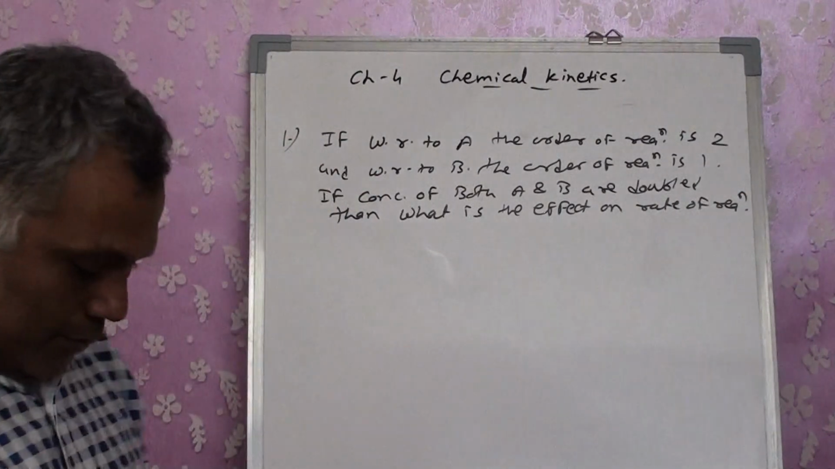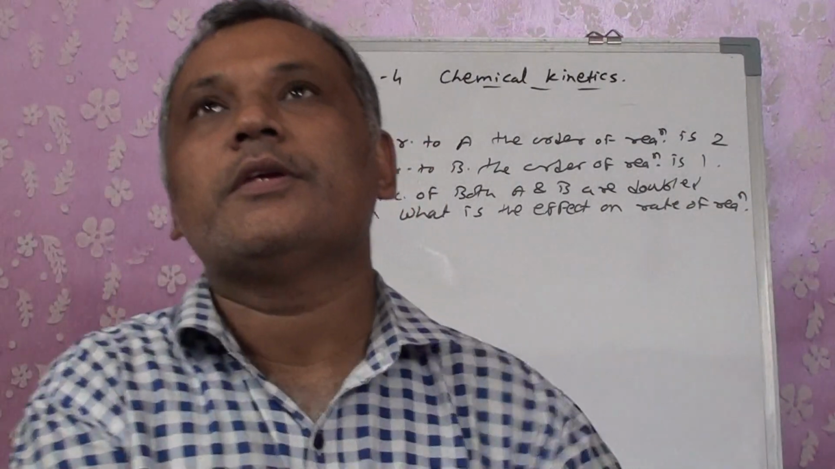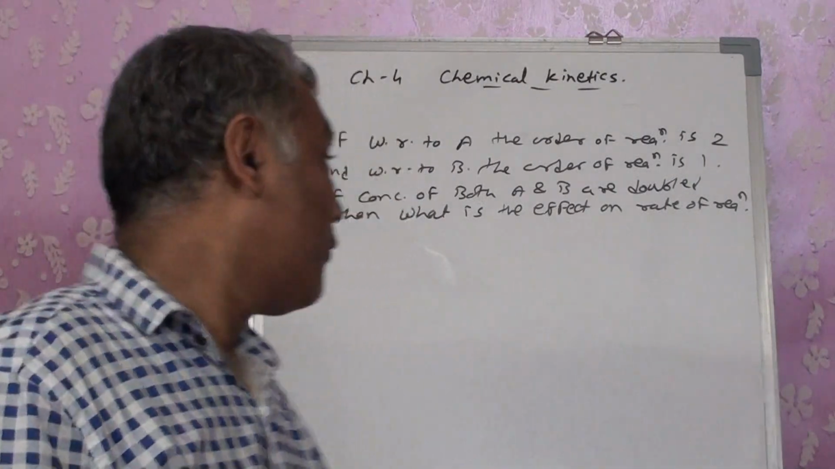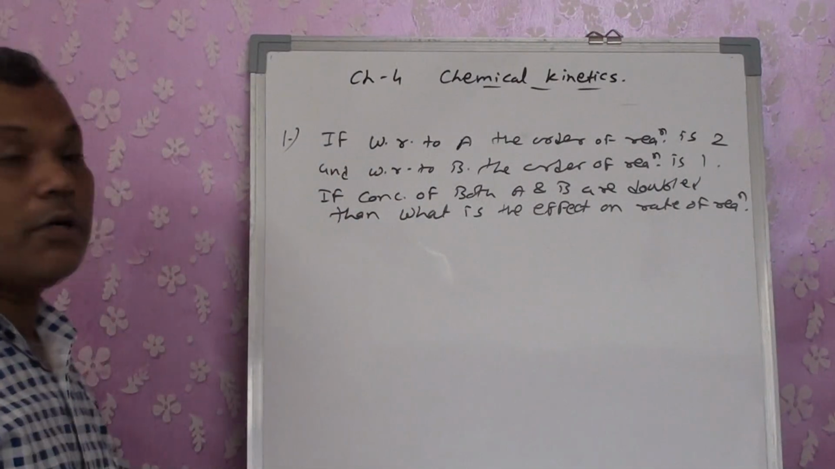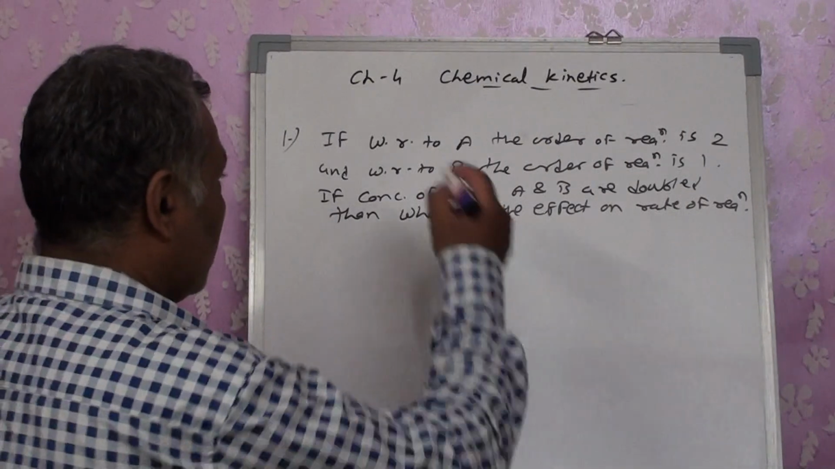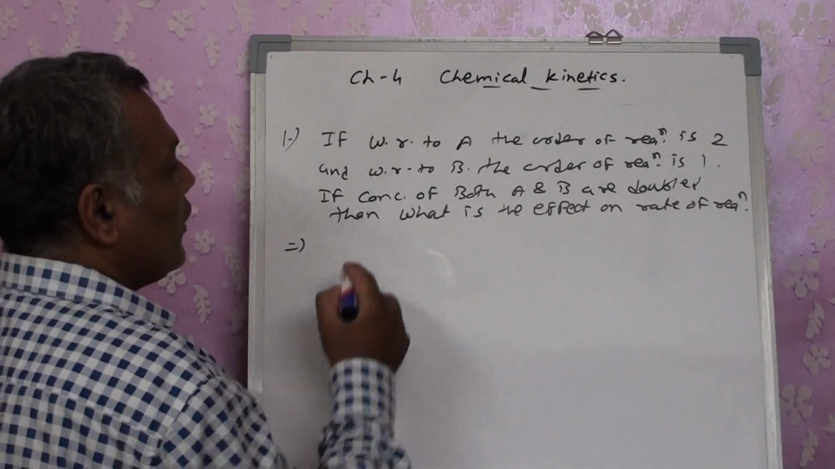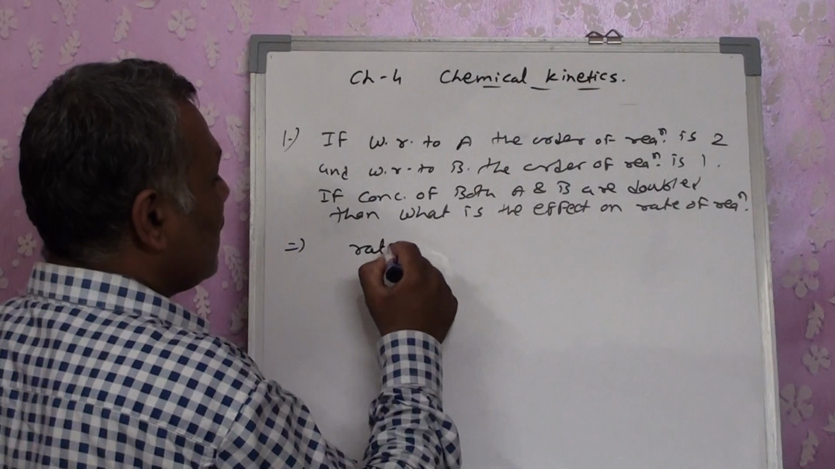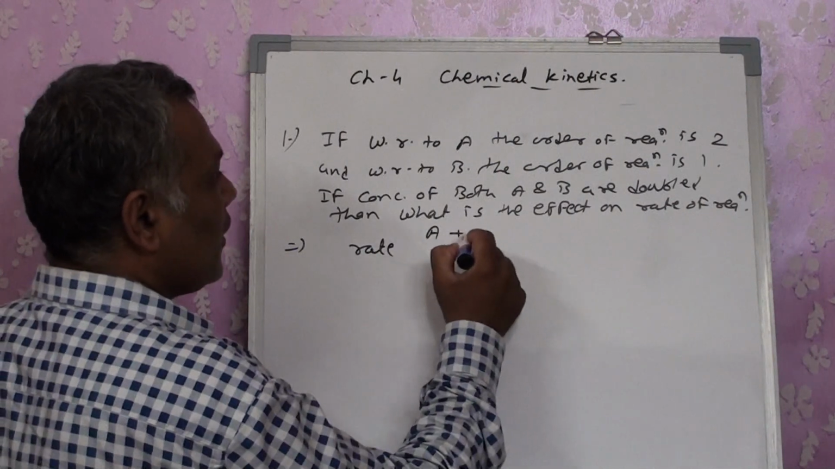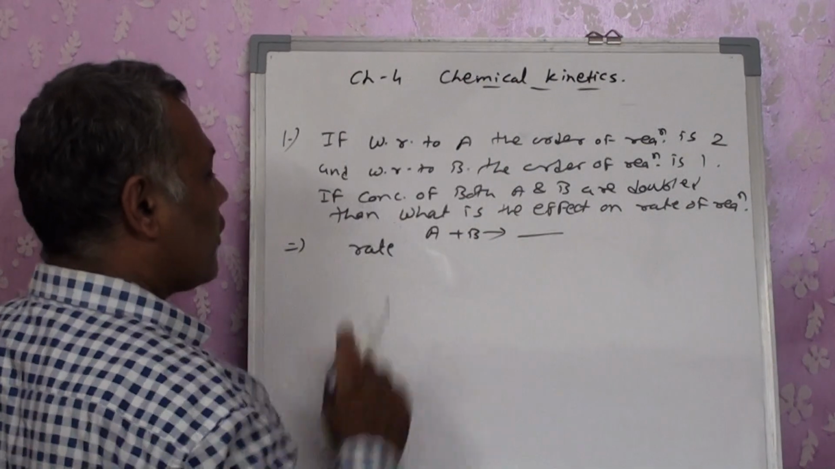If you double both the concentration of A and B, then what will be the effect on the rate of reaction? This type of question can be there. So what is it? First of all, I will write it. Reaction is A plus B getting converted into some product.